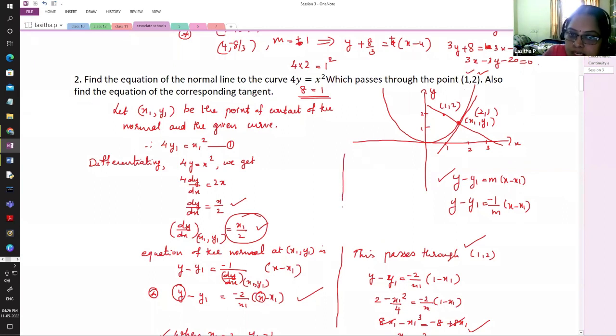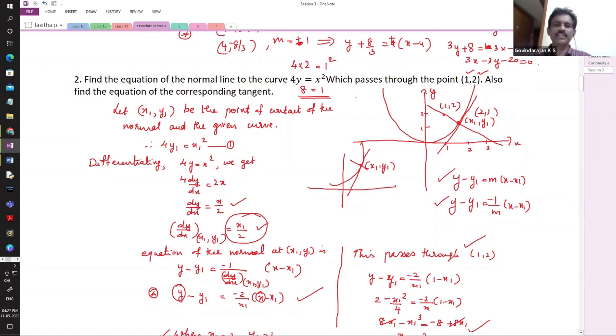Whatever formula is discussed in our textbook, the curve is given, the point is given, and that point is a point of contact. Then only they can use these formulas to find the equation of the tangent and the normal. Whereas here, 1 comma 2 is not a point on the given curve. So it's not the point of contact. The normal just passes through the point. That's all. That is not the point of contact.